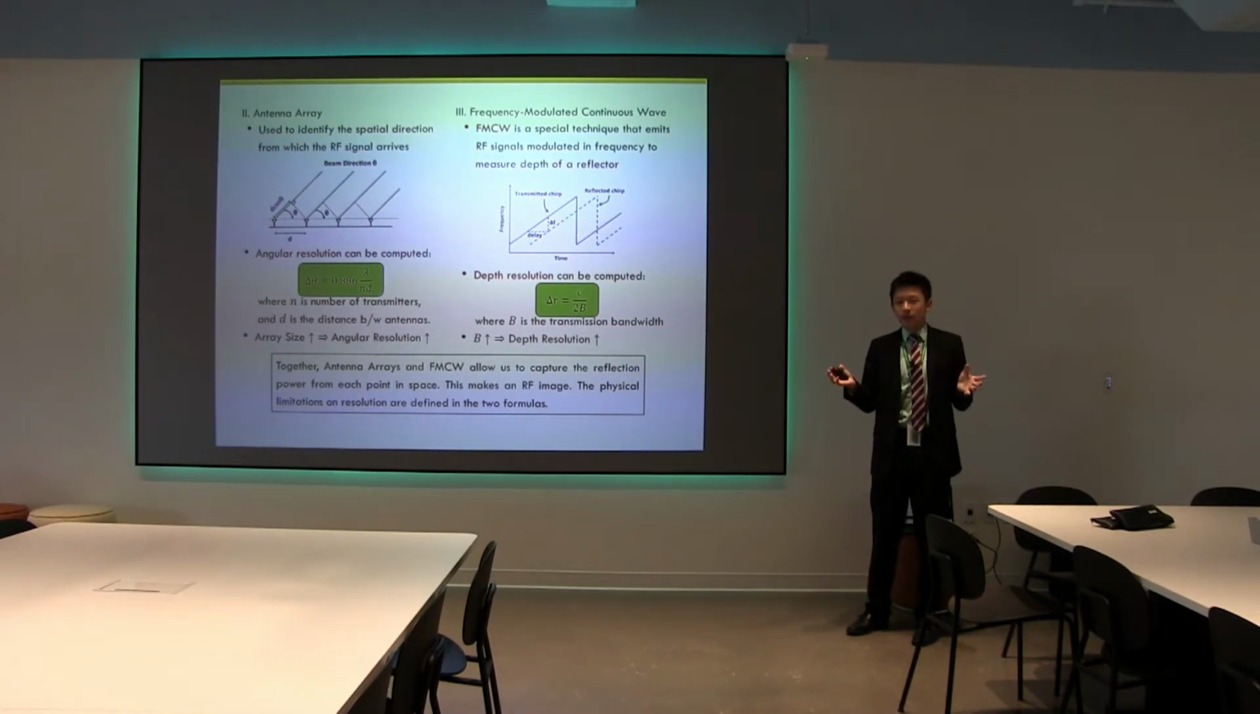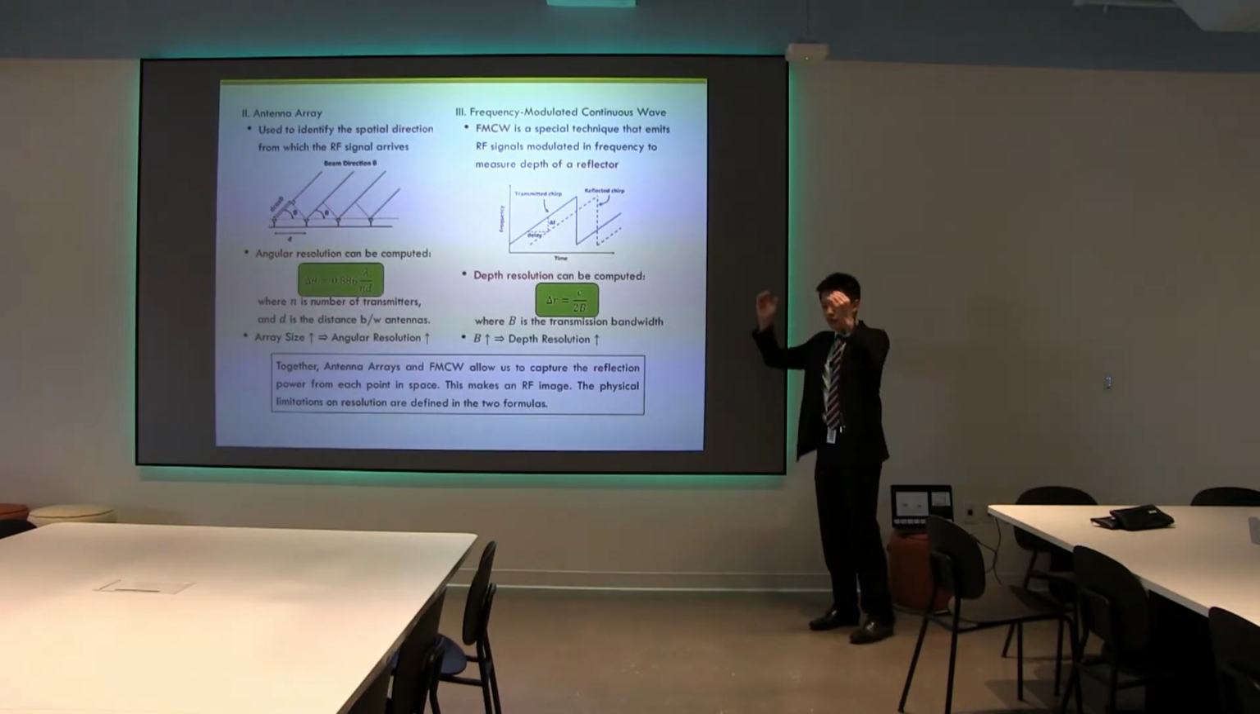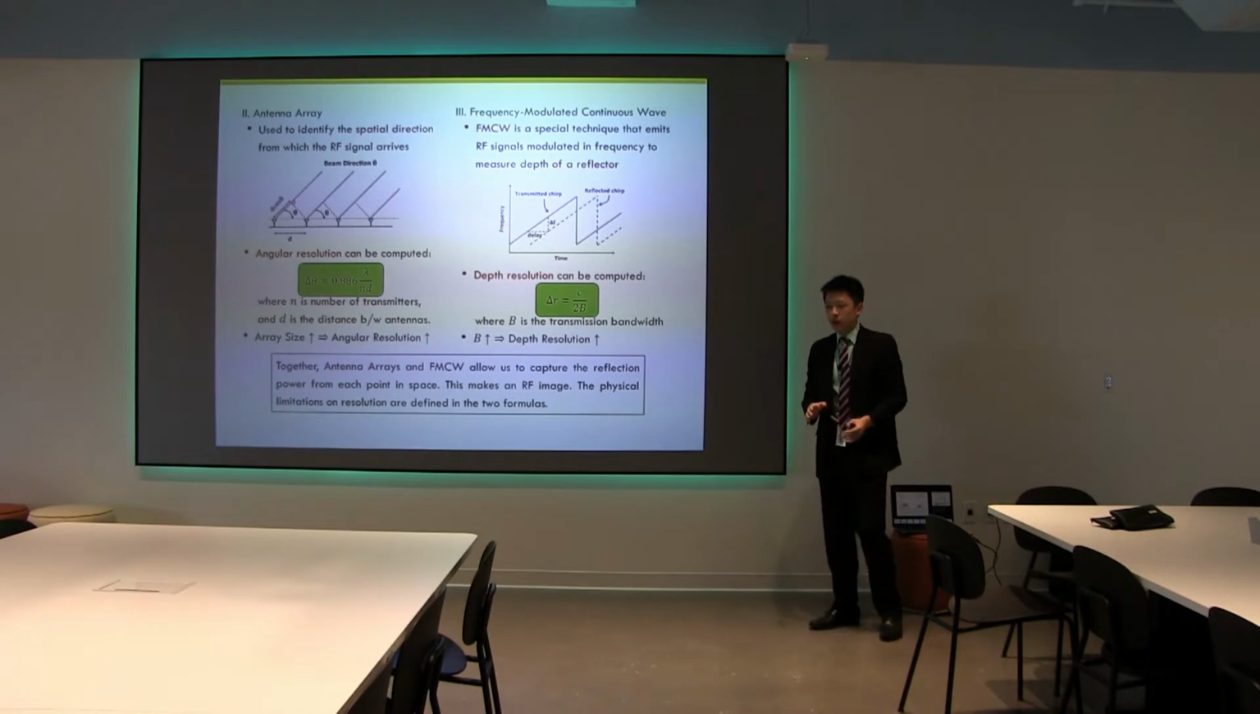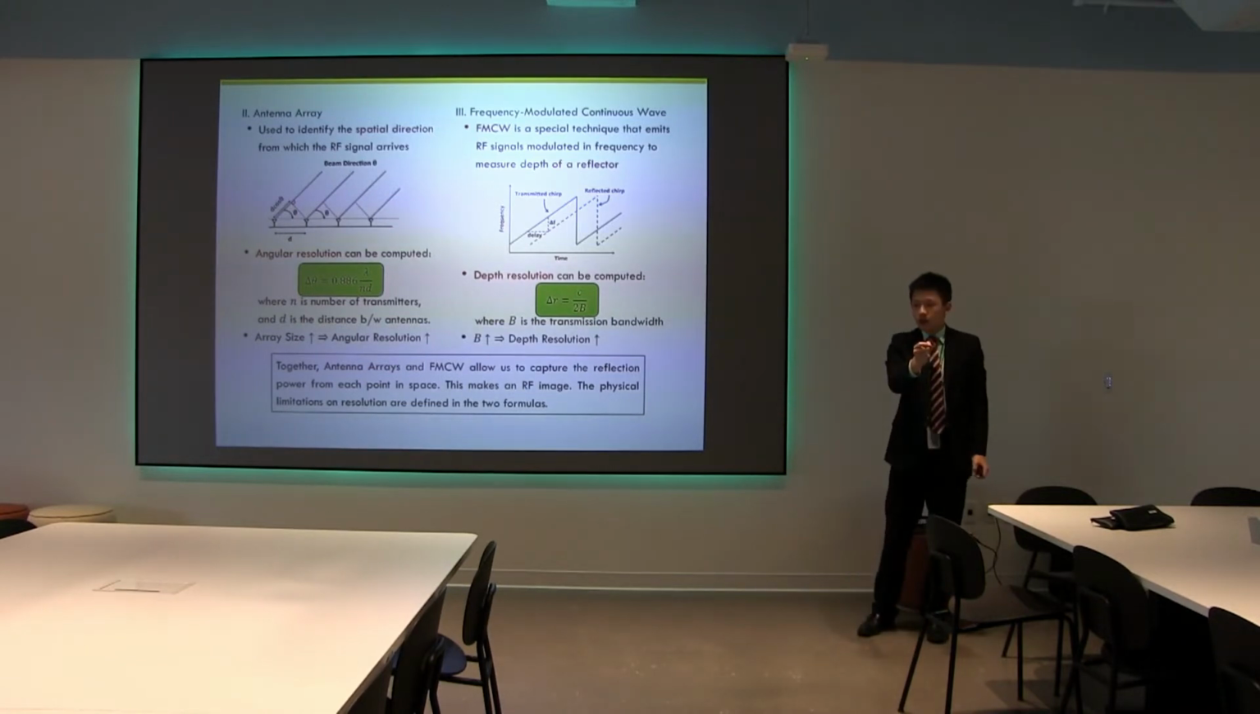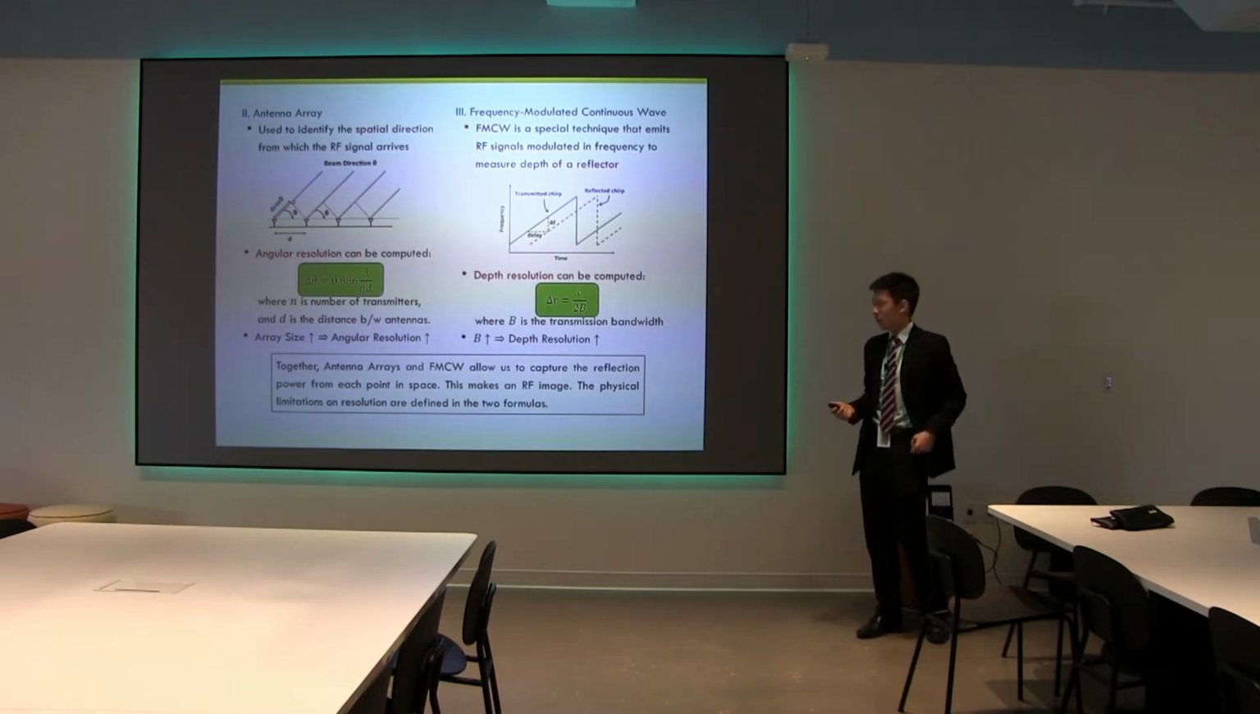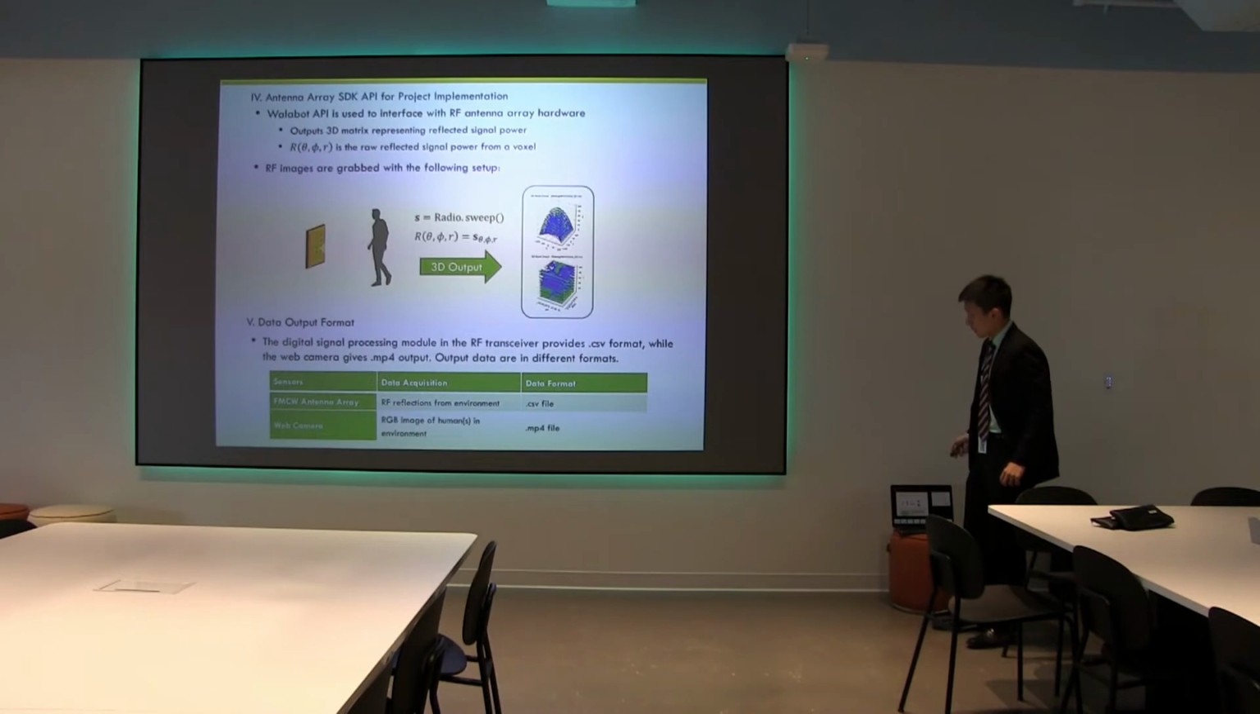So now that we have the spatial and also the depth information, we pretty much have a 3D distribution of the reflection power from every point in a space in front of you, right? You have information for each voxel, how much reflection power is coming back to my receiver. So that is essentially an image, right? We have ourselves an image.